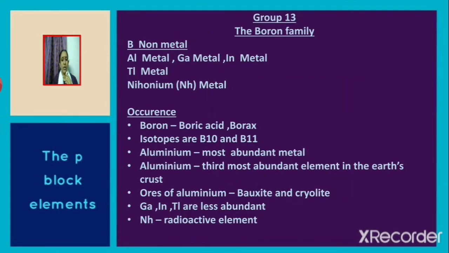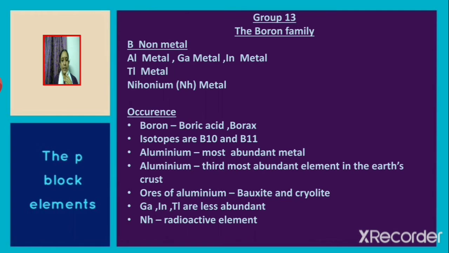So let us now learn about group 13 elements known as the boron family. The group 13 elements are boron, aluminium, gallium, indium, thallium, nihonium. Boron is a non-metal, whereas aluminium, gallium, indium, thallium and nihonium are metals.